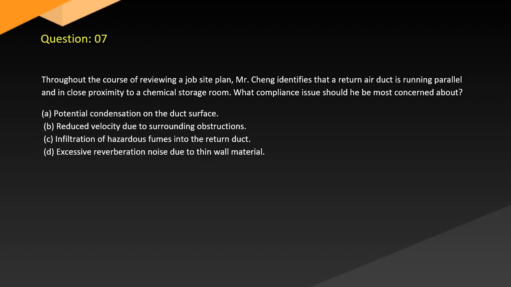Question 7. In the course of reviewing a job site plan, Ching identifies that a return air duct is running parallel and in close proximity to a chemical storage room. What compliance issue should he be most concerned about? A. Potential condensation on the duct surface. B. Reduced velocity due to surrounding obstructions. C. Infiltration of hazardous fumes into the return duct. D. Excessive reverberation noise due to thin wall material.